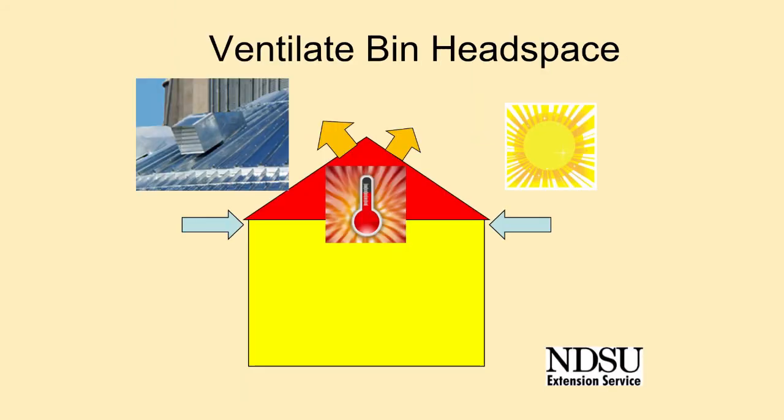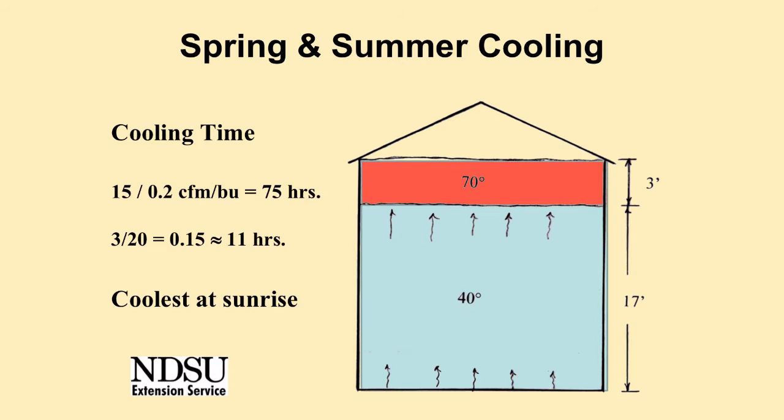Solar heat gain on the roof can warm the barley at the top of the bin. Ventilate the top of the bin similar to an attic by providing air inlets at the eaves and air outlets at the peak. Another option is to install a fan in the bin roof that is controlled by the temperature at the top of the bin.